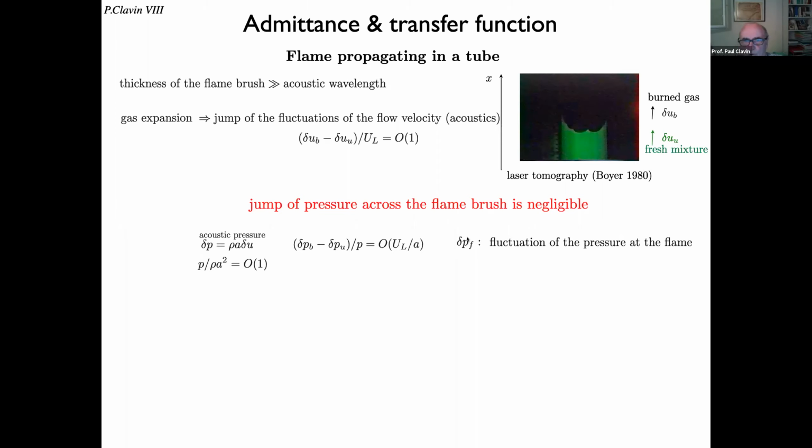You have a fluctuation of the pressure on the flame brush and a jump of the fluctuation of the velocity across the flame brush. All right.